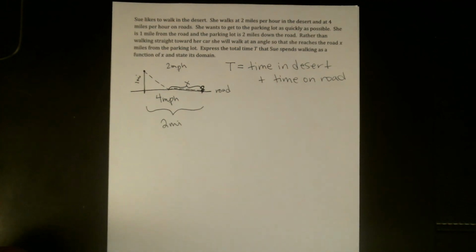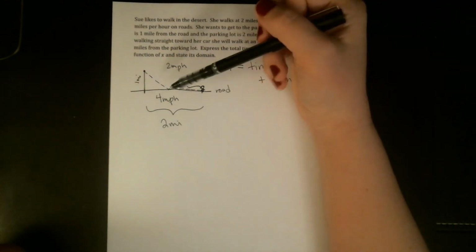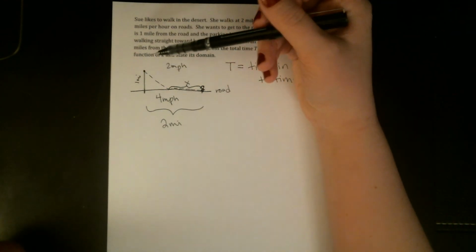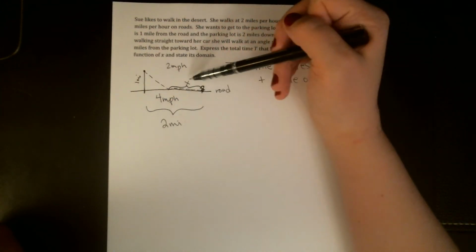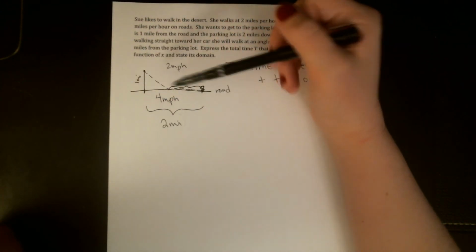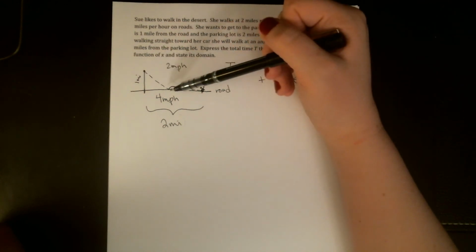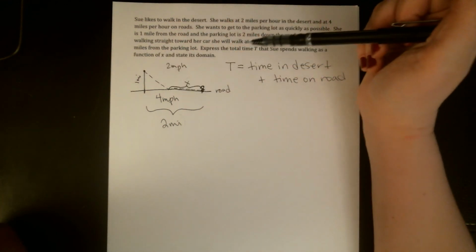So I don't know if that's actually the very first thing you'll notice. Maybe the first thing you'll notice, and it's the other really important piece right off the bat, is I don't actually have any information about time here. All of the information I have is about distance and rate. So I have the 1 mile distance, the 2 mile distance, and the distance x. I have the rate 2 miles per hour in the desert, 4 miles per hour on the road.